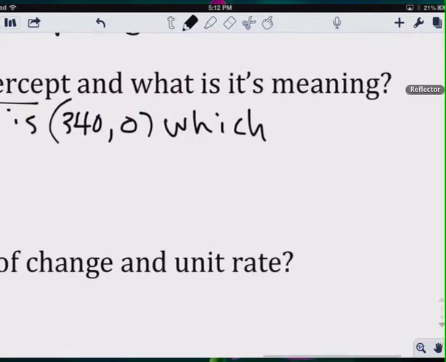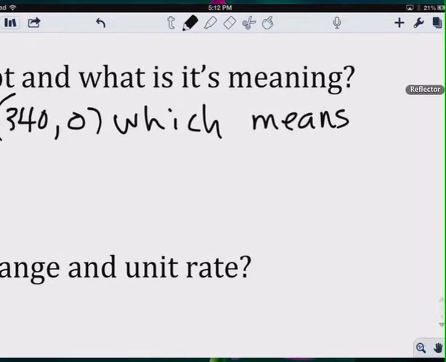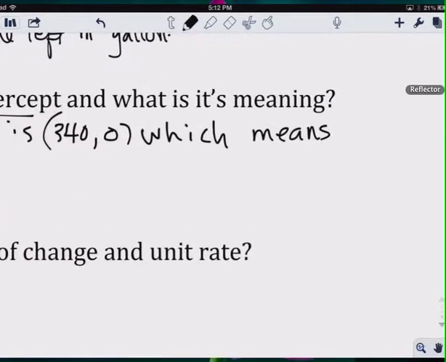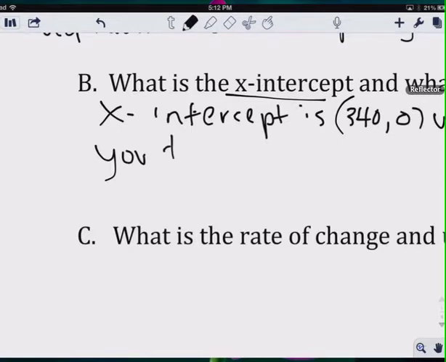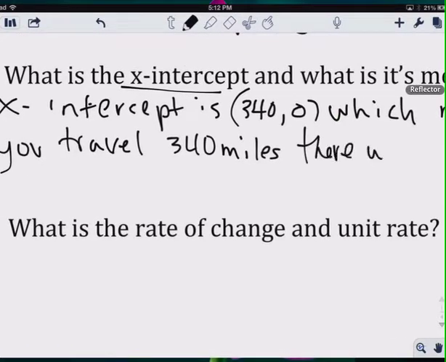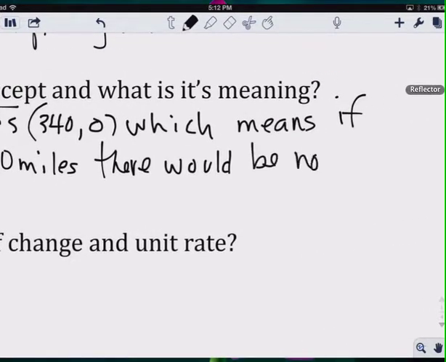Which means 340 miles and there's no gallons left. If you travel 340 miles, there would be no gas left. You're very close to mine.